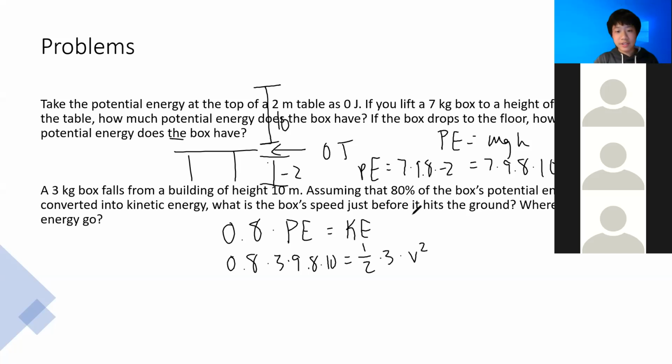Now we just need to solve this for v. So 0.8 times 9.8 times 10 times 2, and take the square root. It's going to be 12.5 meters a second. Okay? Now where did the lost energy go? Well, the lost energy can be due to air friction, air resistance. When the air molecules rub against the box, it could create heat. And heat is also a form of energy. So there are a lot of ways in which this energy could go.